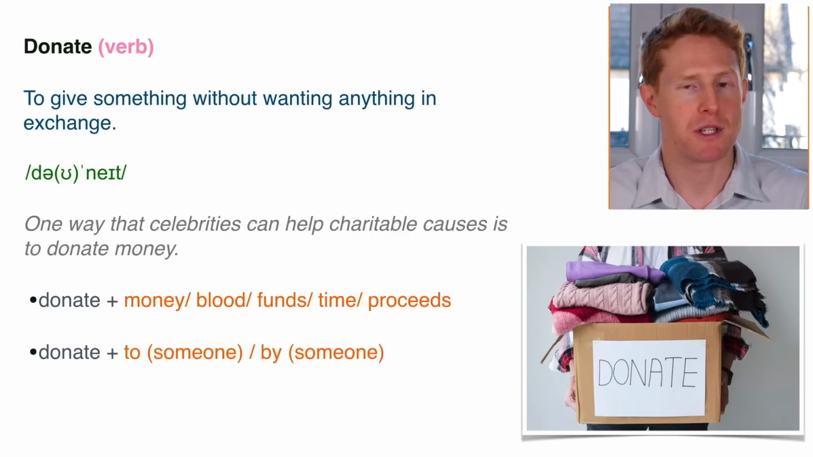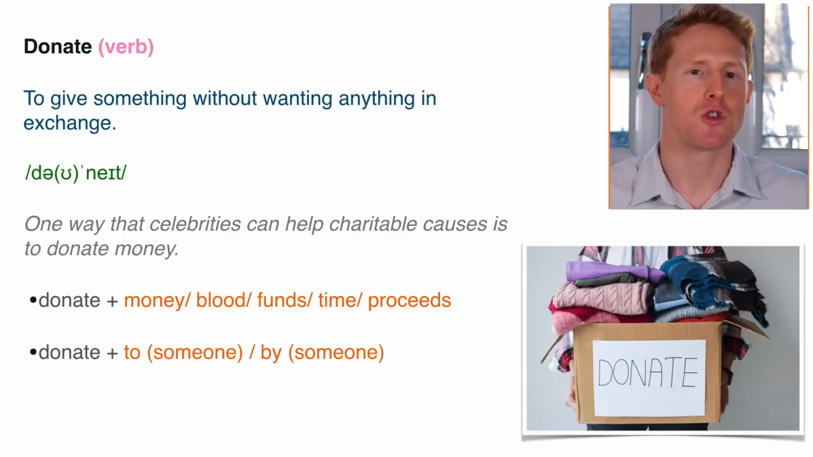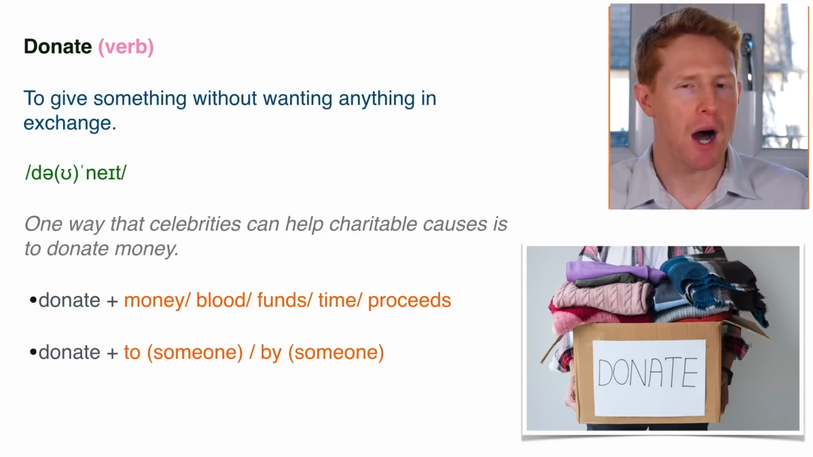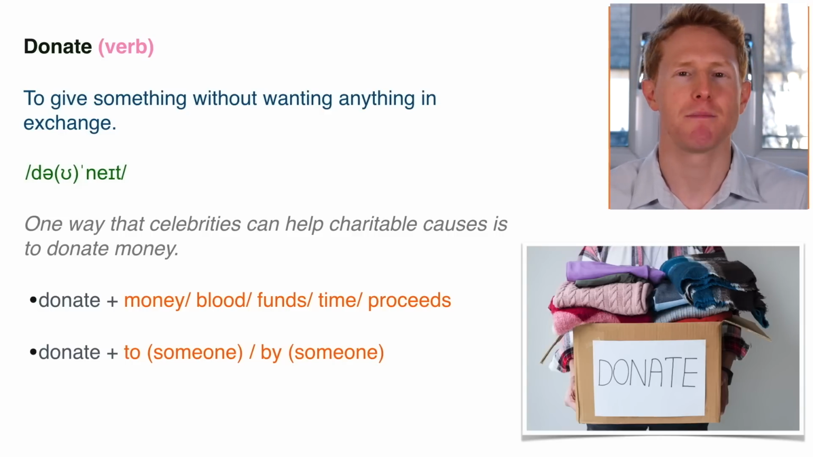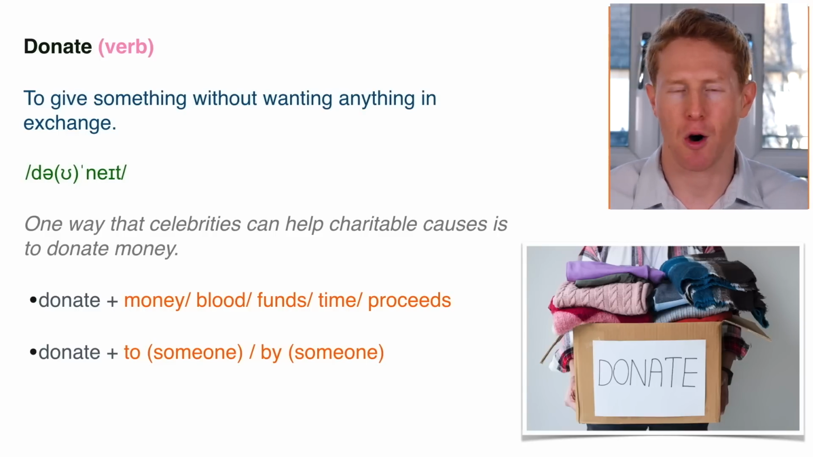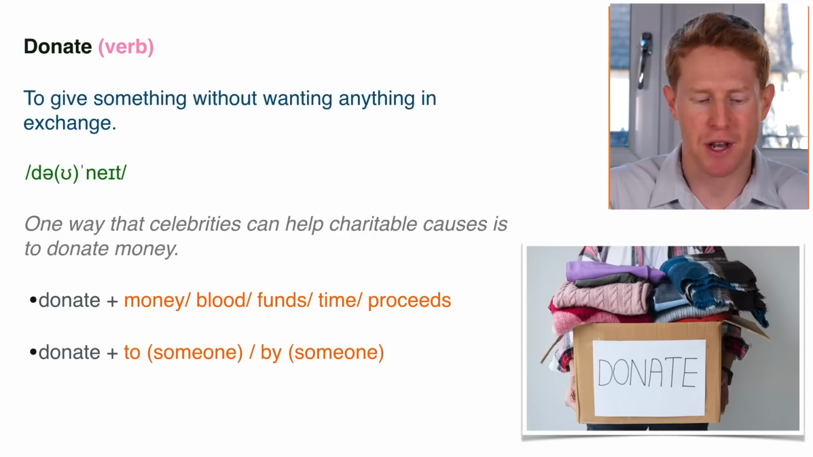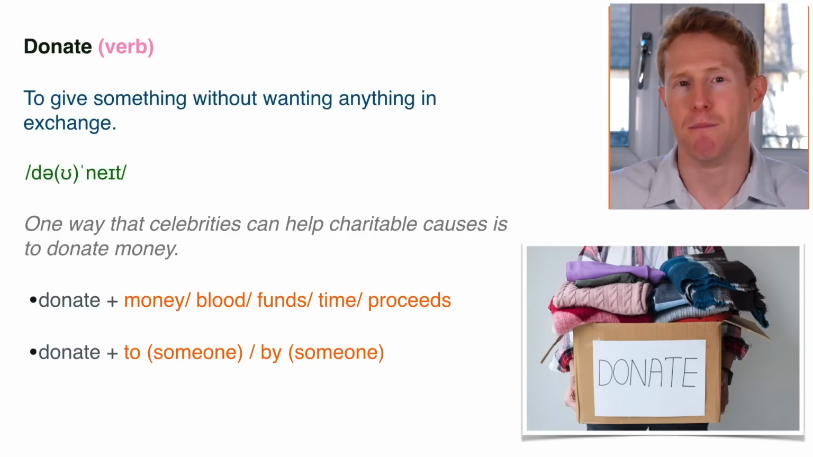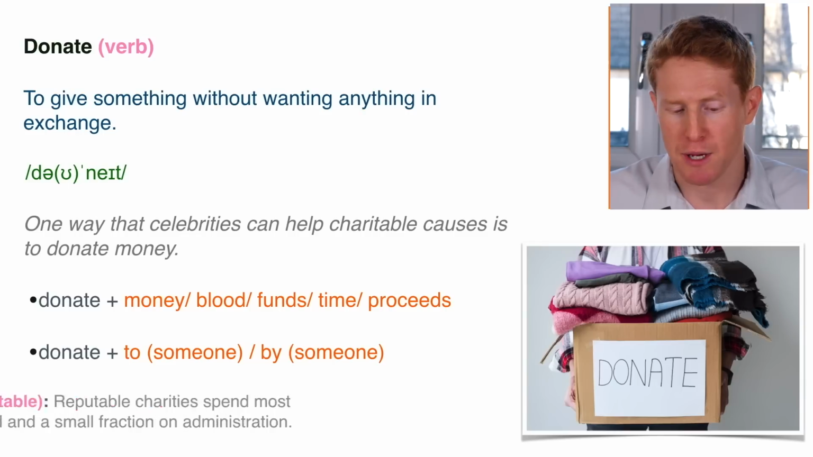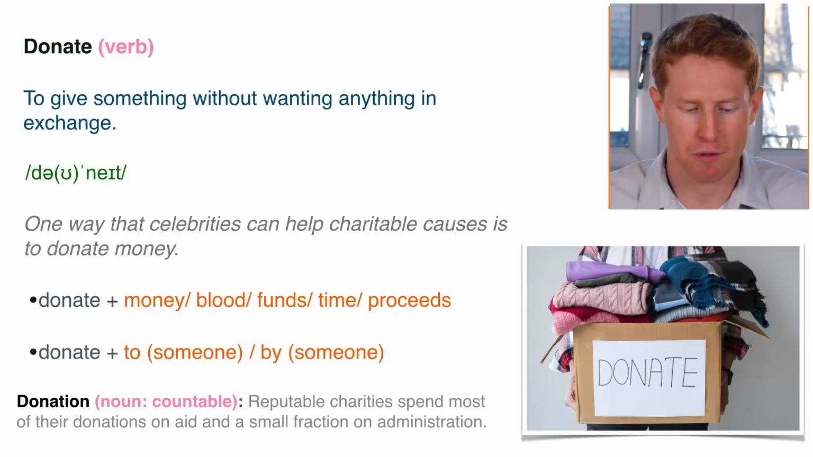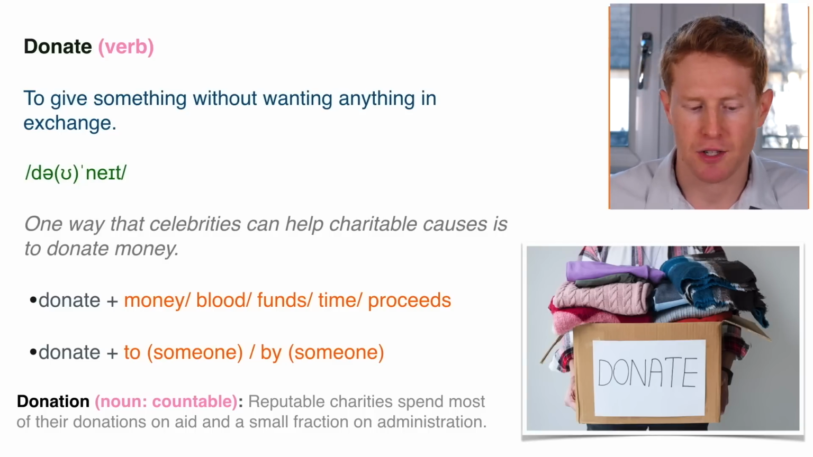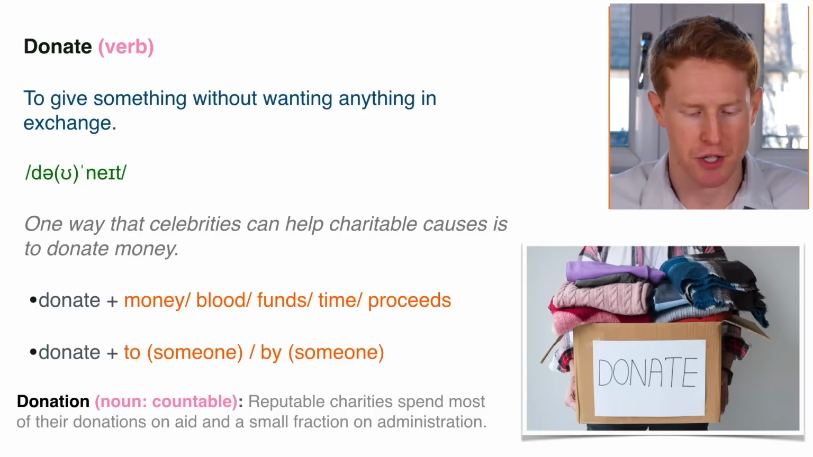Now, here are the prepositions we use. We donate to someone and a donation by someone. So it was donated by Steve Jobs. It was donated to the people of Apple, for example. So donate to someone, donate by the giver. Okay, we also have another part of speech. We have donation, which is the countable noun form. Reputable charities spend most of their donations on aid and a small fraction on administration.